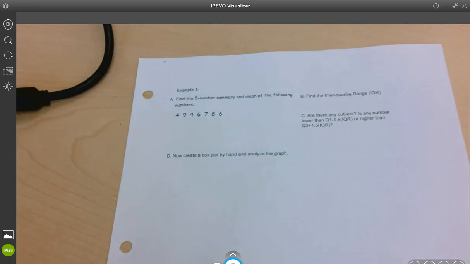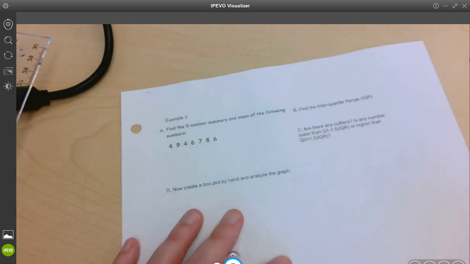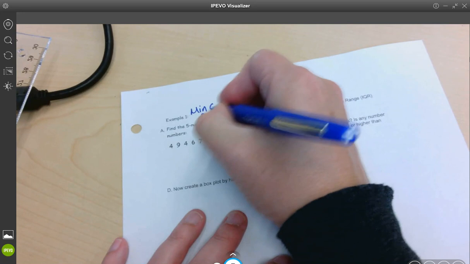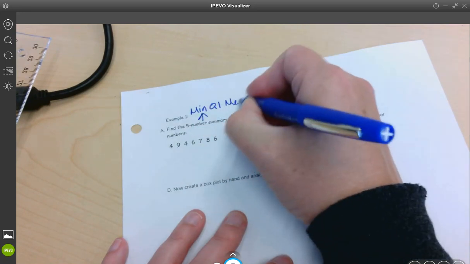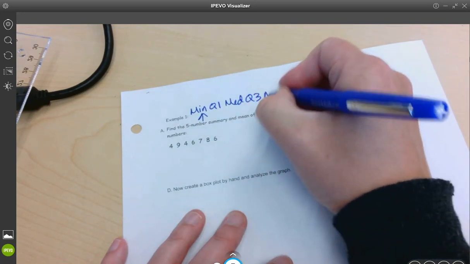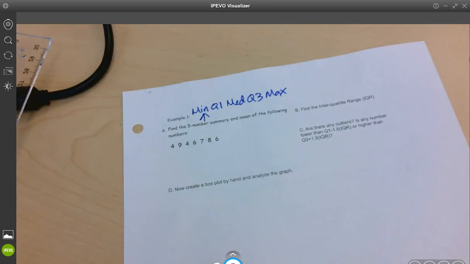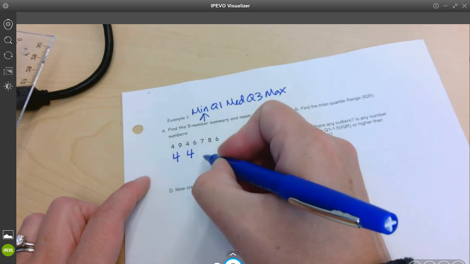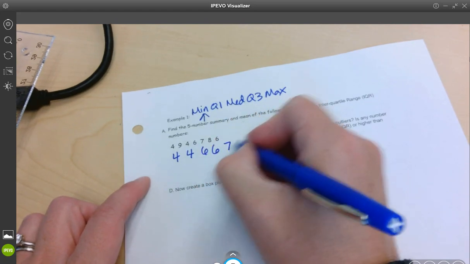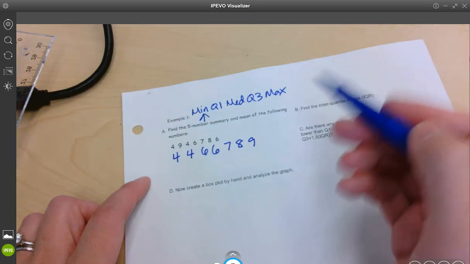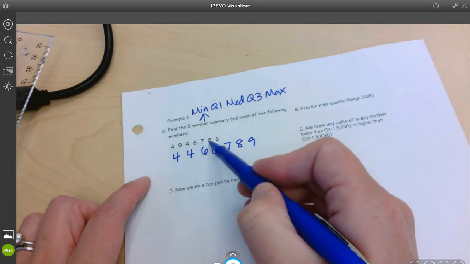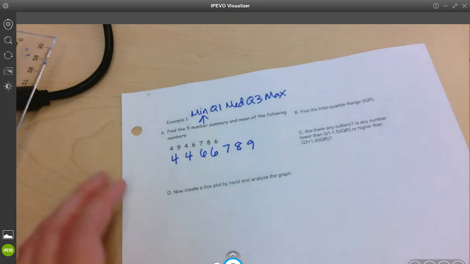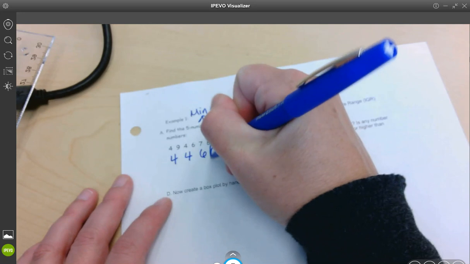5-number summary and the mean. So 5-number summary is the minimum, Q1, median, Q3, and maximum. So we have to put the numbers in order for that. So I'm going to do that. If I make a mistake, just stop me. I feel like that's too many numbers. 1, 2, 3, 4, 5, 6, 7. Nope, I did it right. I think, yeah? Okay. All right, so this is the median.